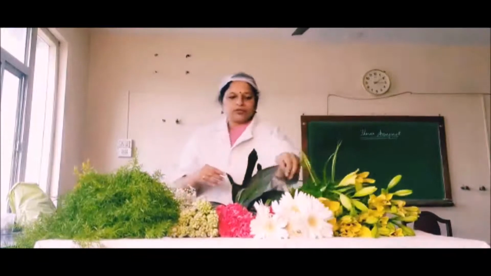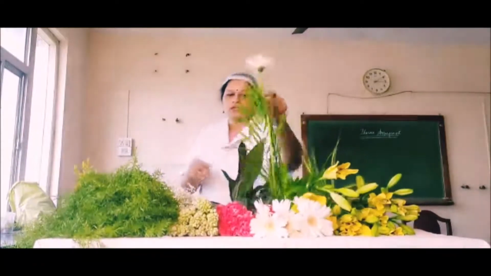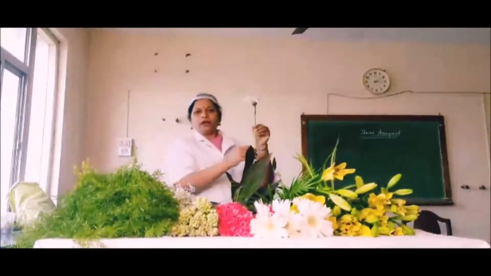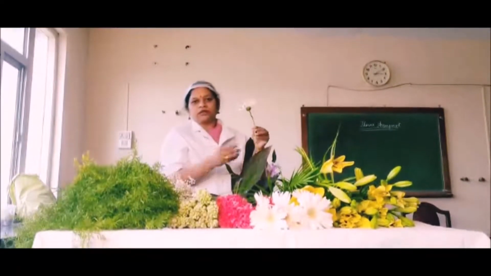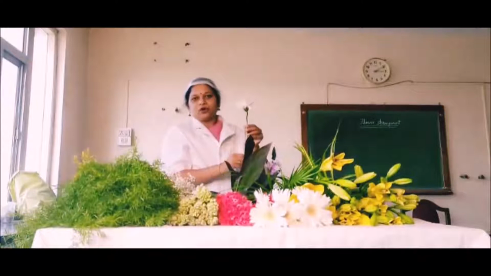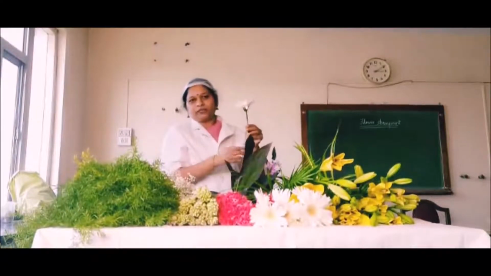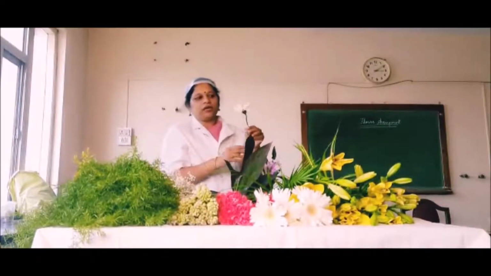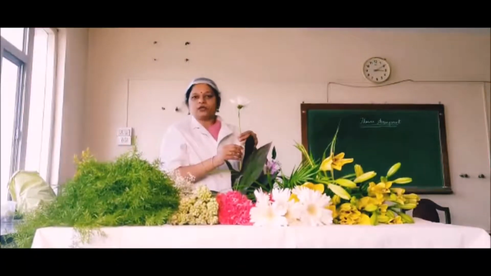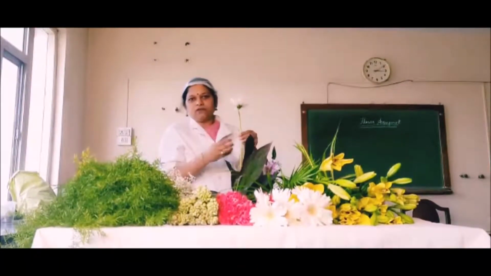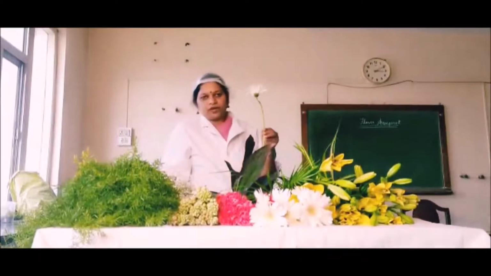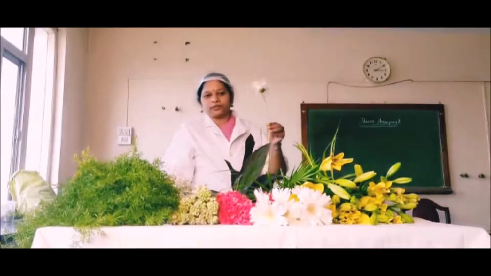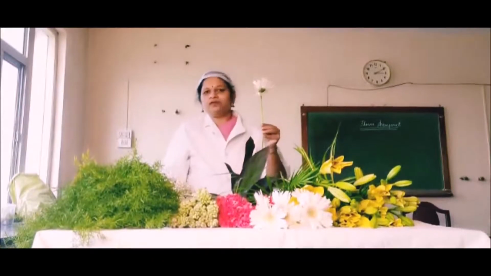Then comes the gerbera, a very commonly used flower. Any wedding we go to, any party, any function, the floral decoration is always made, and the majority of the time it is done with gerberas. Apart from making flower arrangements, it can also be used as floating flower arrangements. The cost of an individual flower is 8 rupees to 12 rupees, and it is also available in various colors.